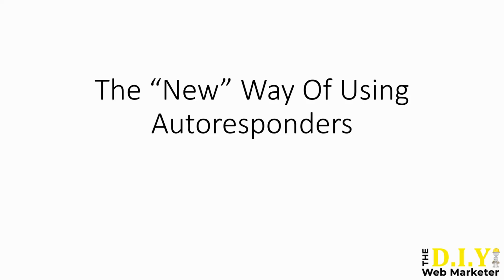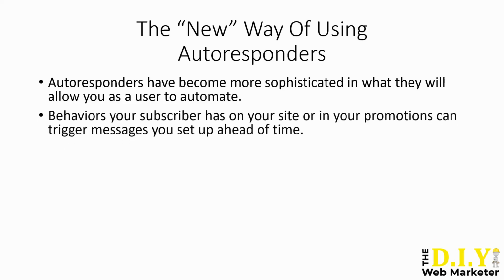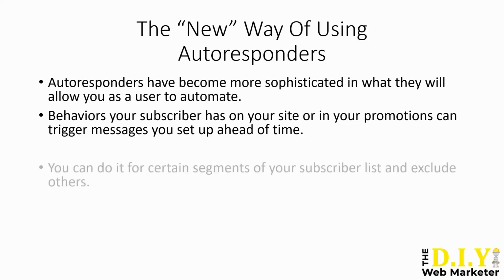So you need to start thinking about, even if you still are doing that, and a lot of people are, the ways that autoresponders are being structured and all of the features in them, they don't support using an autoresponder in that way. They've become now more sophisticated in what they will allow you to do in terms of automation. That's a fact. Behaviors that your subscribers have, whether they occur on your site or anyplace else on the web, you can set them up so that they trigger messages that you set up ahead of time. And it used to be very difficult to set up these automations. These are now very easy to set up, even with the most common autoresponders that you were probably using.